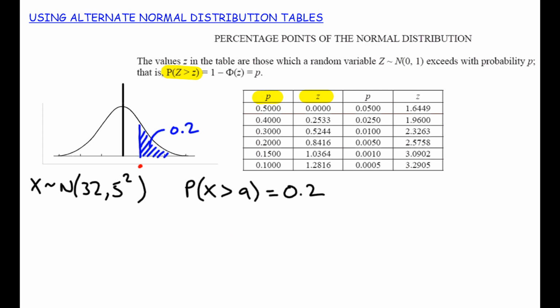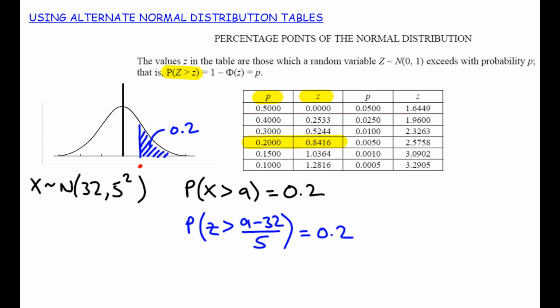Okay, so we're concentrating on figuring out what is this z-score right here. Well, looking at the tables, I can see that that z-score that has 20% above it, it's going to be right here. So if I was to standardize, probability that z is greater than a minus 32 all over 5 will equal 0.2.